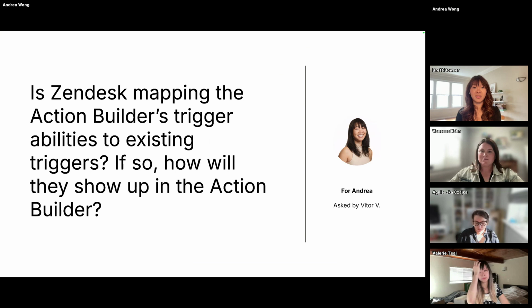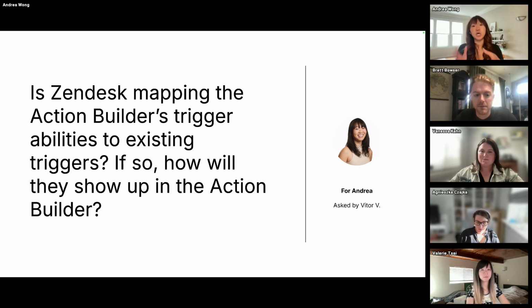This one is a really interesting question because there is overlapping functionality in the sense that the triggers that we are building out in the builder are meant to align with what you currently have available, but the products are still separate. So for example, if you create certain triggers, or if you have a set of triggers already, those won't necessarily appear in the builder itself.